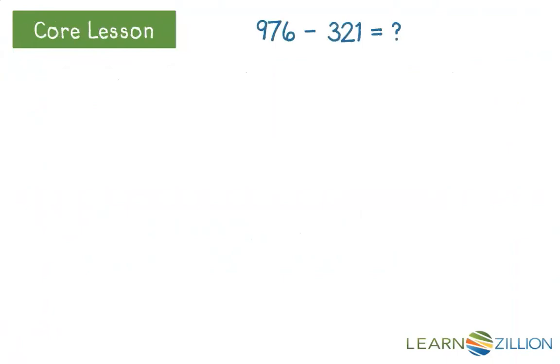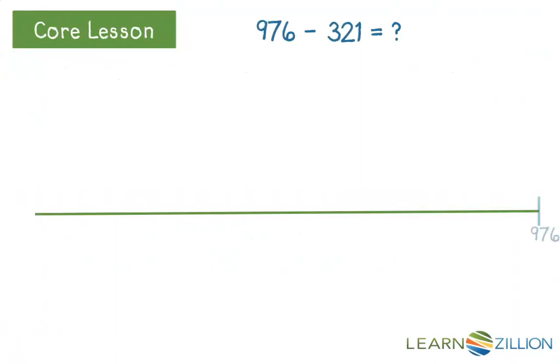So I have this number sentence, 976 minus 321. And I'm going to use a number line to help me find the answer. So the first thing I do is draw out the actual number line. Since I'm subtracting and counting backwards, my answer is going to be smaller. So I'm actually going to be working from right to left. So I'm going to start with that biggest number all the way to the right.